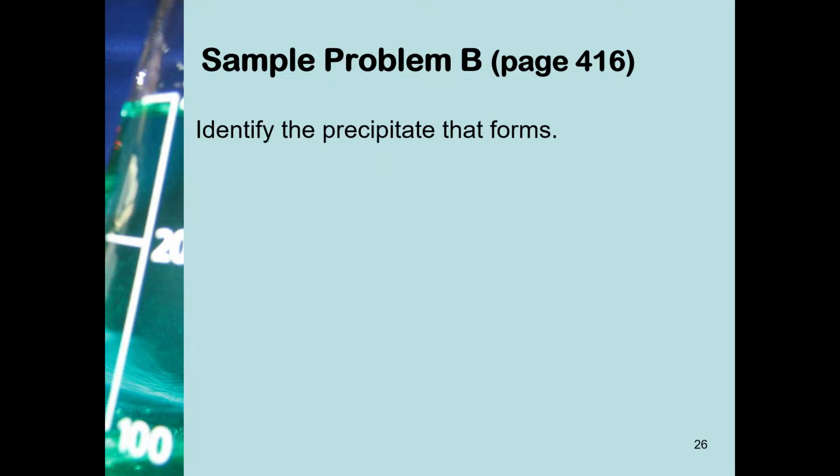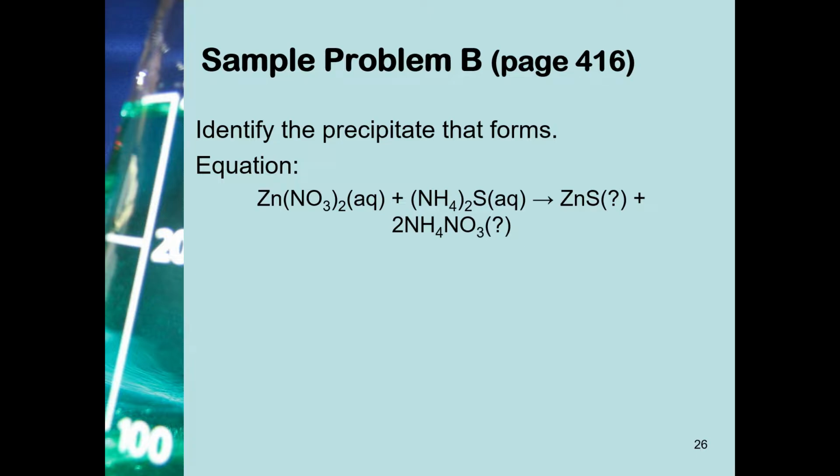So the first thing that we need to do is identify the precipitates that will form. So the equation for the reaction is as follows. We had zinc nitrate dissolved in water, thus the AQ, and then ammonium sulfide also dissolved in water, another AQ, and the double displacement means that the positive ions will trade places or the negative ions will trade places, whichever you prefer, in this, the couples trading places. So we'll have zinc sulfide and ammonium nitrate.